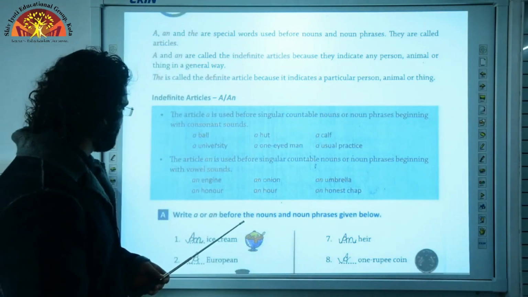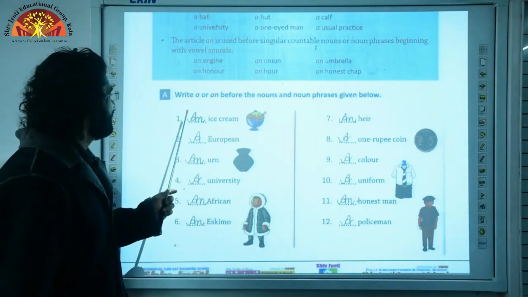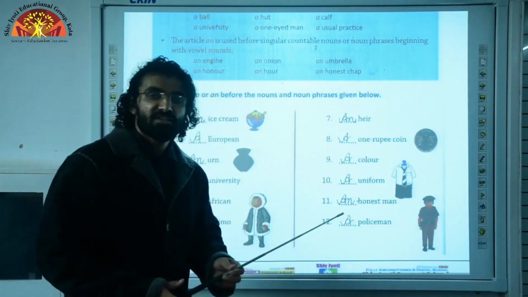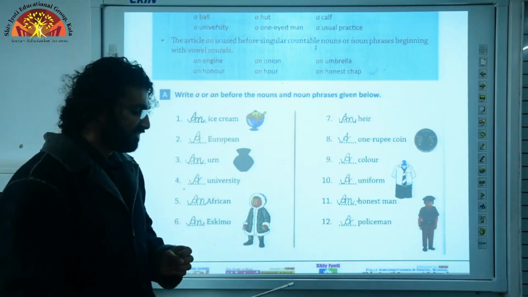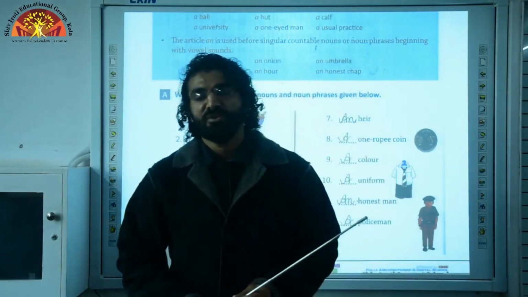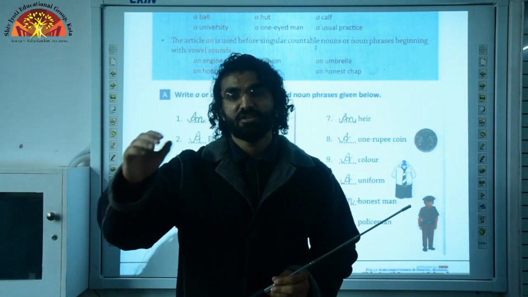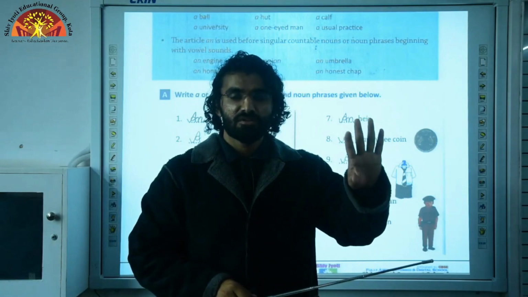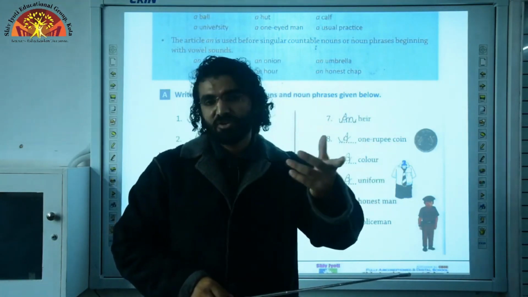Okay, so we have an exercise for you here. Are you ready for this exercise? Write a or an before the nouns and noun phrases given below. So here we have some nouns with us and some noun phrases also. We have to find out whether to use a or an. Okay, how will we identify the words that begin with consonant sound? We will use a there, and for the words that begin with vowel sound, we will use the article an there. So A, E, I, O, U, you remember?